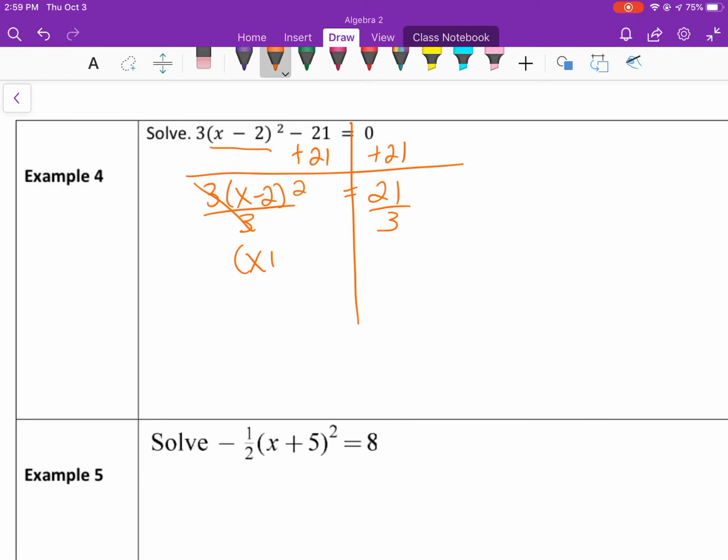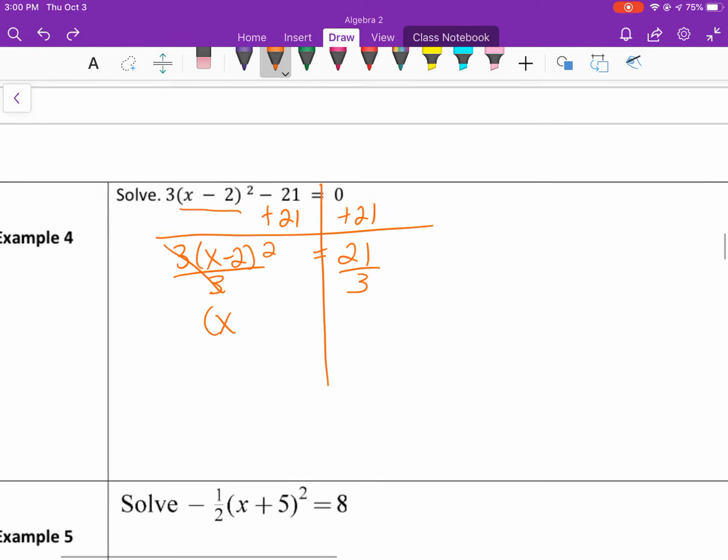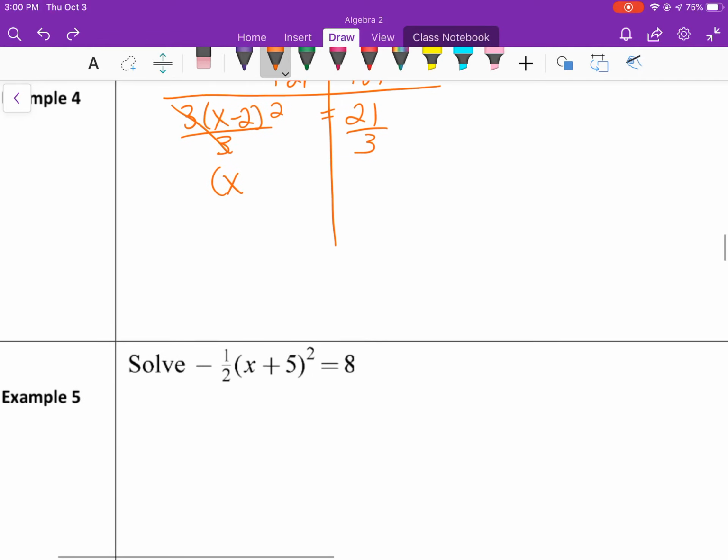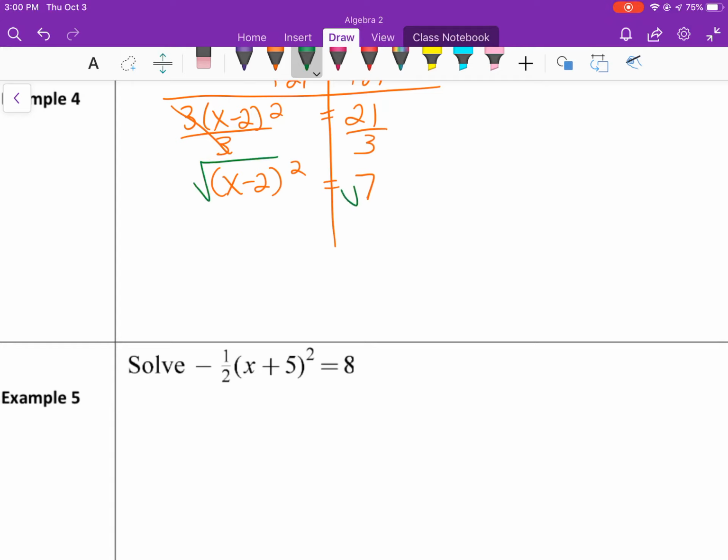You get x minus 2 squared equals 7. Then take the square root of both sides. Since the square root of 7 is irrational, we're going to have to leave it as just the square root of 7.